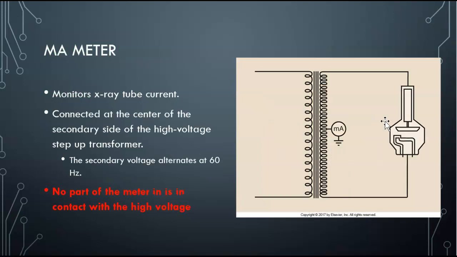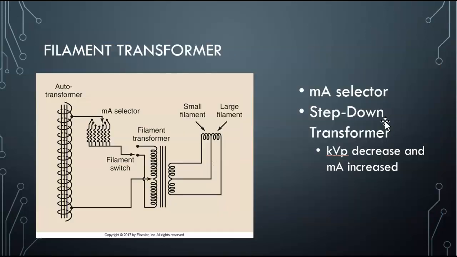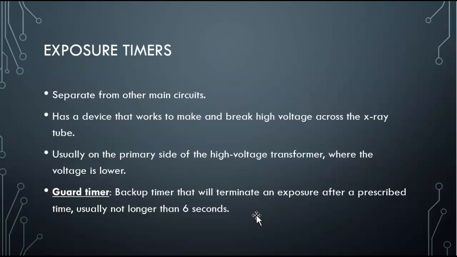The MA meter monitors the X-ray tube current, connected at the center of the secondary side of the high voltage step-up transformer. The secondary voltage alternates at 60 Hertz, so no part of the meter is in contact with the high voltage. So we've got the filament transformers. The MA selector is a step-down transformer. KVP decreases and MA increases. So you can see the number of windings, okay? It's based on the number of windings.